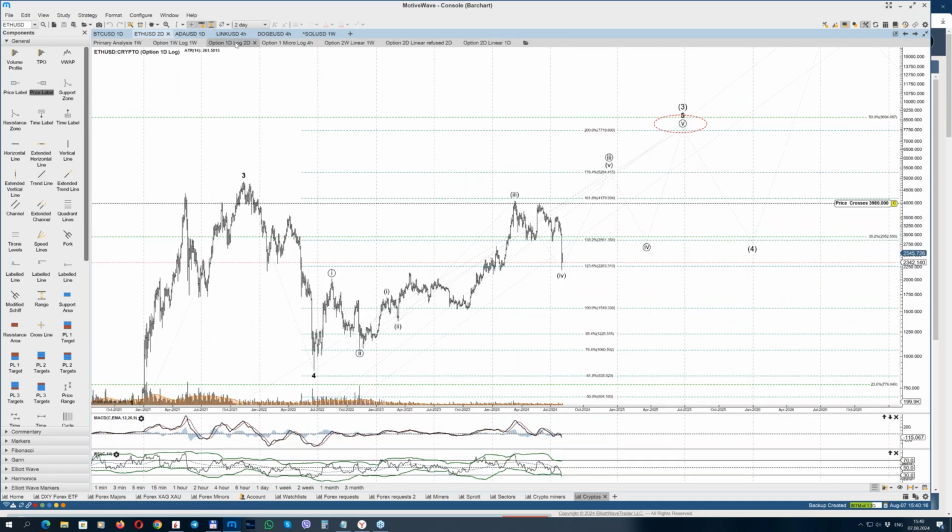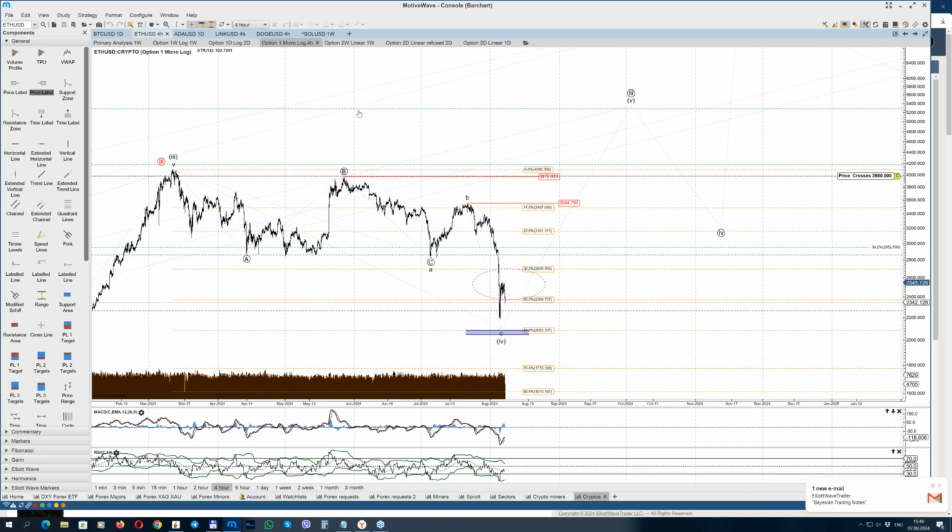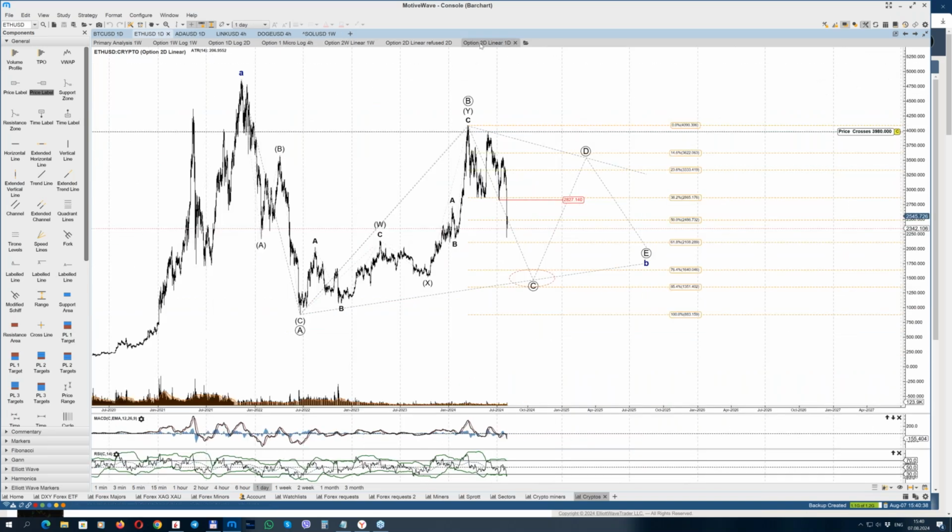The primary count. Ideal target for the pullback in the wave 4 is reached, and this is the ultimate region where wave 4 makes sense. In the case we extend lower, below 2083, I will take this count off the table and switch to something like presented on my alternate option to the linear chart. Yes, the same evil triangle count suggesting long-term sideways consolidation in Ethereum.